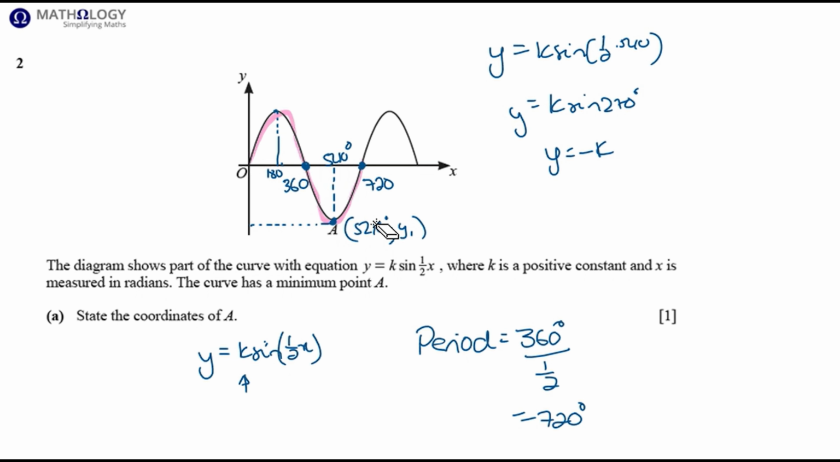So the coordinates of A will be 540 degrees, minus k. Now x is measured in radians, so it's not 540 degrees. The equivalent of 540 degrees will be 3 pi. So A will be the point (3 pi, minus k).